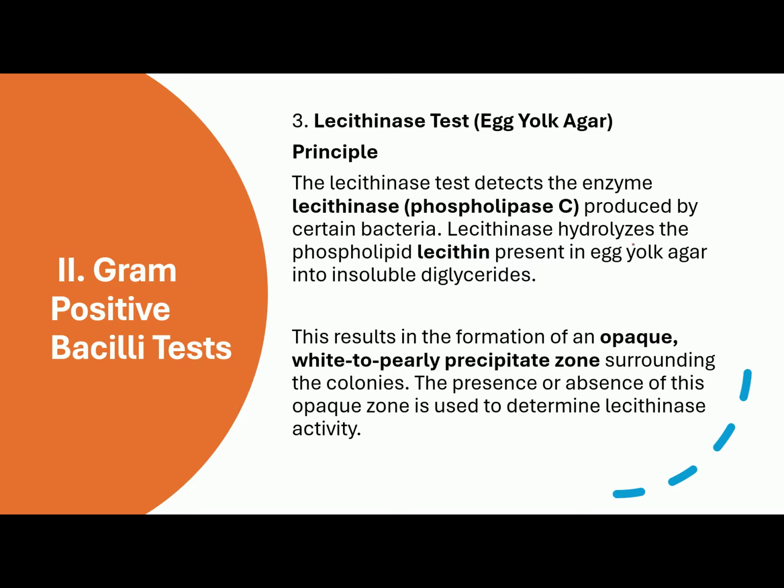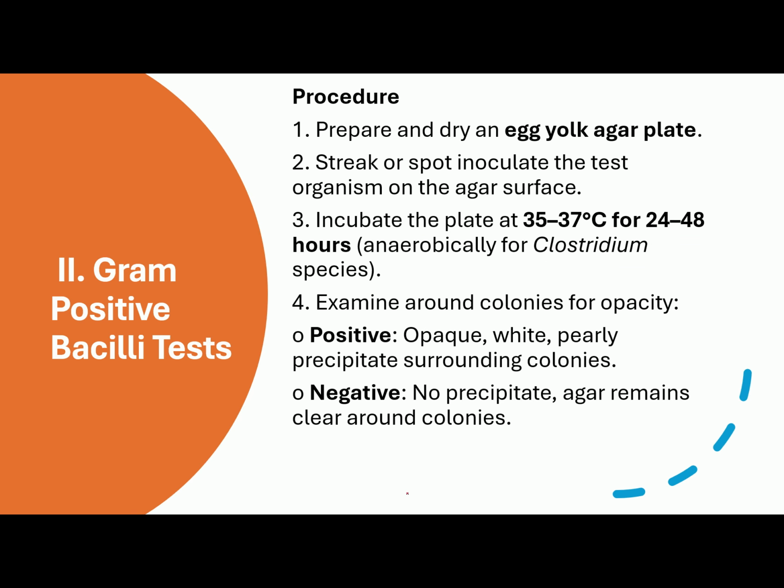Now, lecithinase hydrolyzes the phospholipid lecithin in egg yolk agar into insoluble diglycerides. This results in the formation of an opaque, white to pearly precipitate surrounding the colony. The presence or absence of this opaque zone is used to determine lecithinase activity. So, ito yung procedure niya.